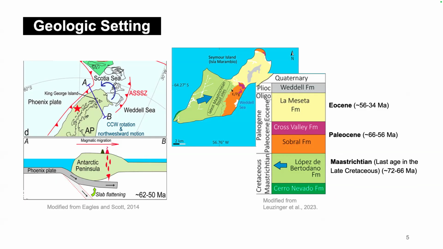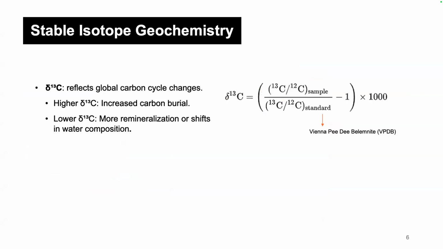In the Late Eocene, the final phase of Phoenix plate subduction ended, coinciding with the opening of the Drake Passage, a deep water gateway between South America and Antarctica. These events altered ocean circulation, driving global cooling and the onset of the Antarctic glaciation. Before discussing previous paleoenvironmental records, I will introduce key concepts in stable isotope geochemistry.